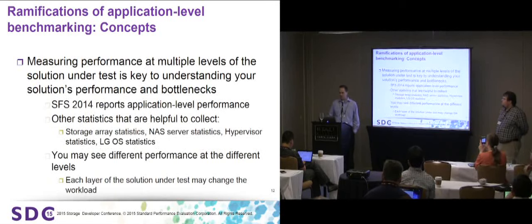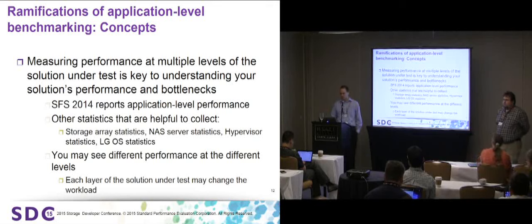We've already mentioned putting the bottleneck where you want to show value, but if you're like me, you usually don't have any idea where that's going to be at the start. So a lot of what we're going to show here is performance at multiple levels of the solution. A good idea is just to run the benchmark and collect data at as many places as you can to help understand where the bottlenecks are.